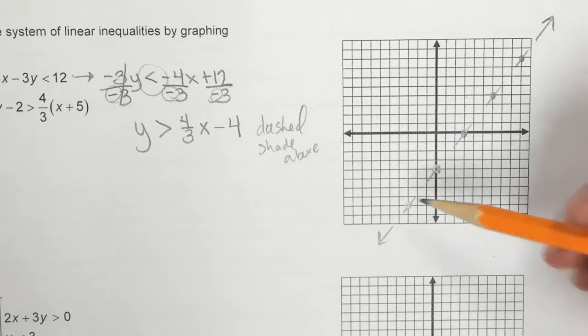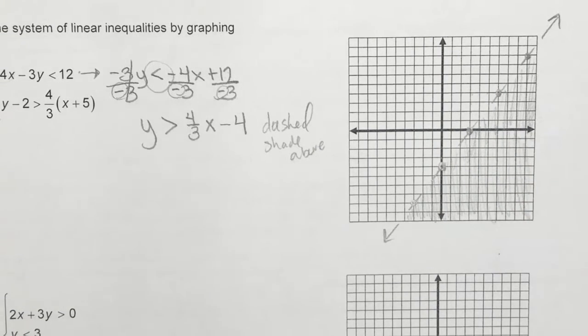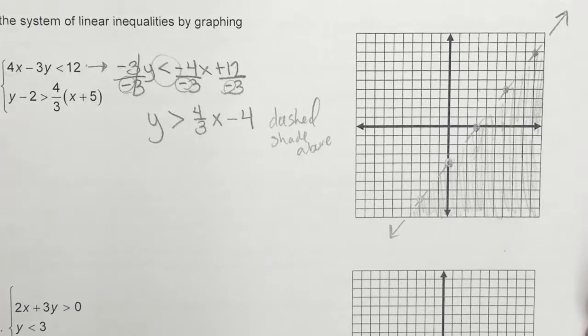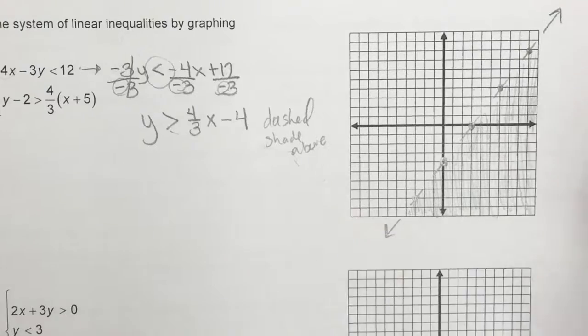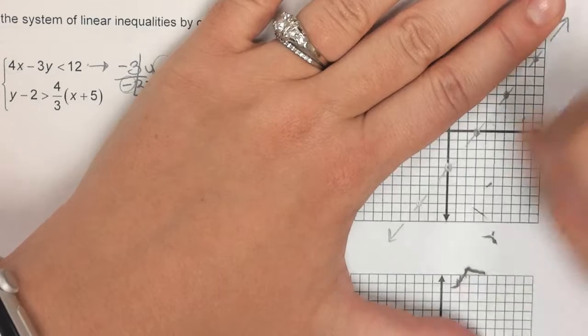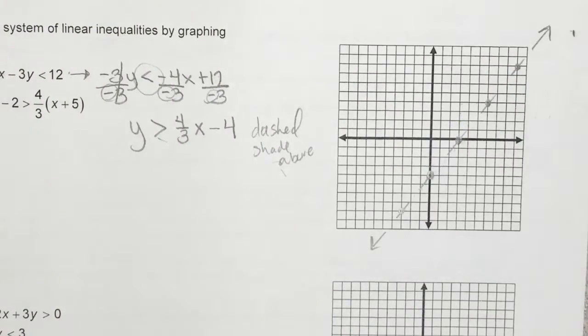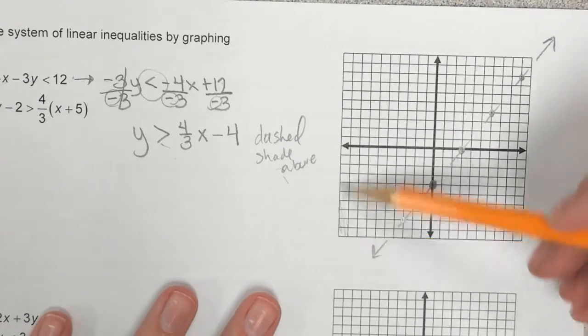And then we shade below. Remember, go lightly because that's not the final answer, right? Oh wait, I made a mistake. Why did I shade below? Sorry about that. Did anybody notice I made a mistake? Okay, thank you. That happens all the time. Please speak up. I make a lot of mistakes all the time. So above. So we're going to shade above.